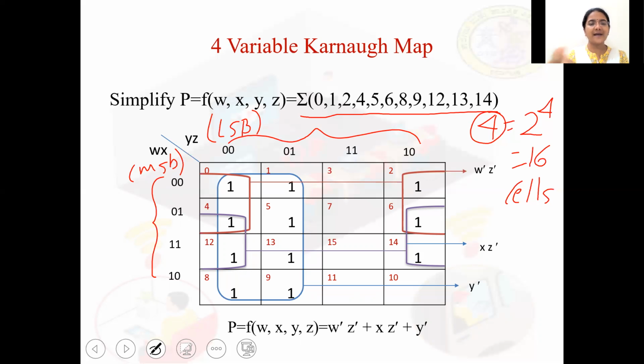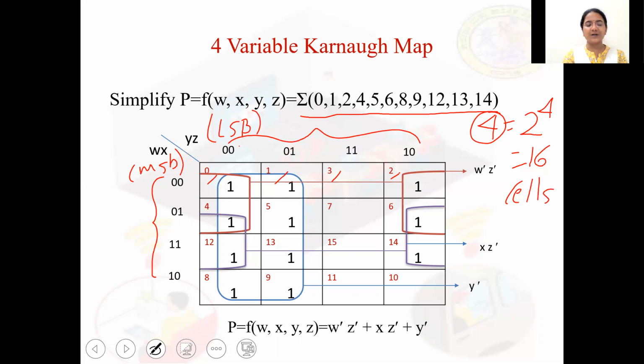After writing the binary values for each of the rows and columns, we can write the decimal equivalent of those binary values. Okay, 0 0, 0 1, 1 1 which is 3, 1 0 which is 2, like that. Okay, we are writing the min terms in the cells or squares.